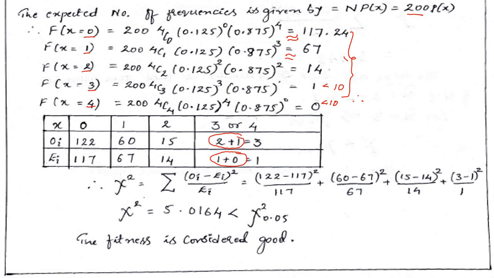Then using the chi-square formula, I have substituted and got the value 5.0164, which is less than the given value at the 5% level. So finally I can give the conclusion that the fitness is good. Consider the fitness is good.